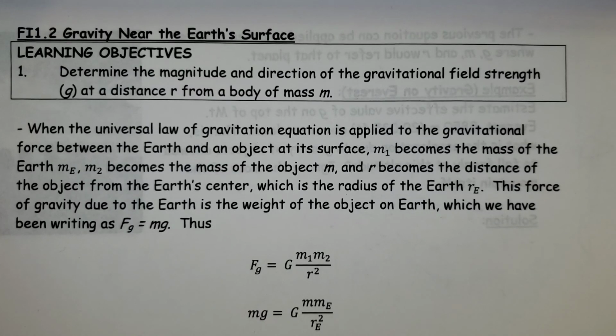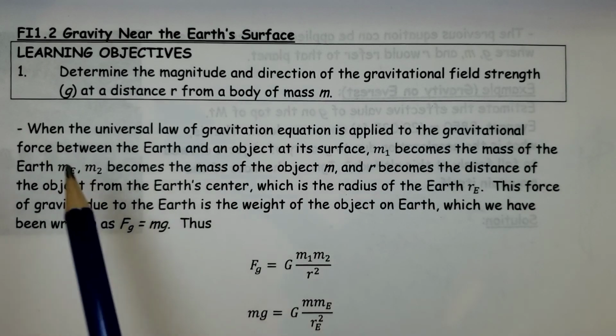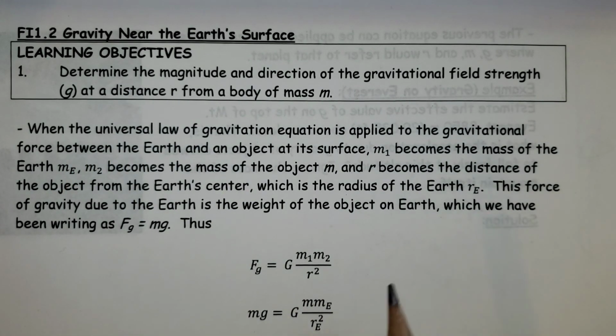Back to Physics 30. This is the second part of the FI1 unit, FI1.2, gravity near the Earth's surface. So what we'll be doing here is determining the magnitude and direction of the gravitational field strength g at a distance r from a body of mass m.